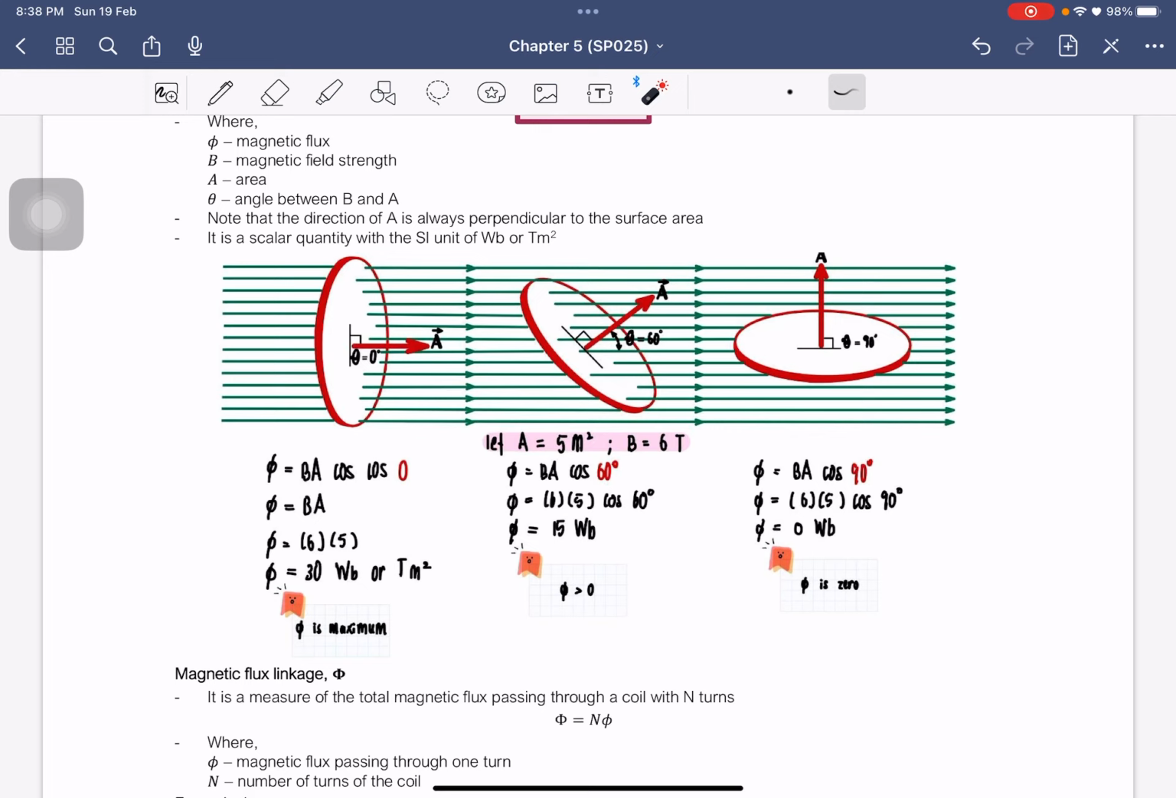Alright, so if we look at when it is at an angle, so we know that the angle theta is the angle between the magnetic field lines and the vector area A. So it's going to be 60 degrees. So substitute je lah dalam ni. So it's going to be phi equal to greater than 0 lah. Dia bukan equal to 0. So untuk when it is perpendicular, when the vector area A is perpendicular to the magnetic field lines, it will be equal to 0. Phi is equal to 0 because cos 90 is equal to 0.